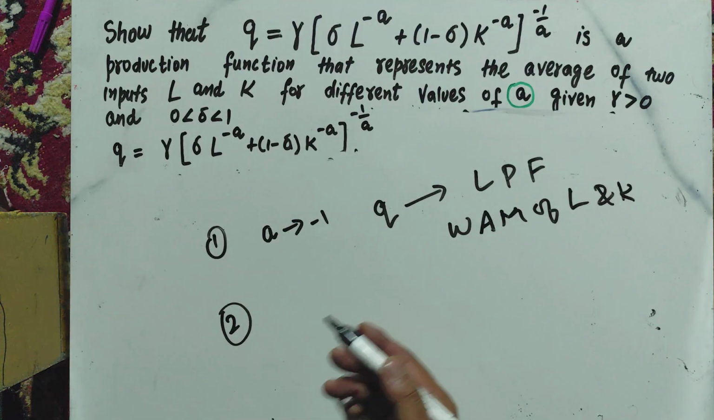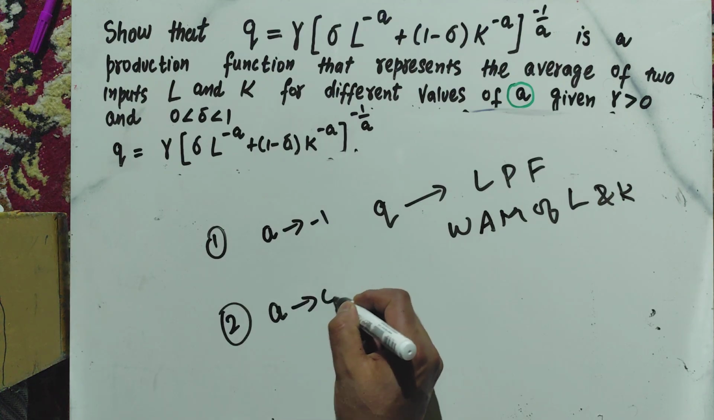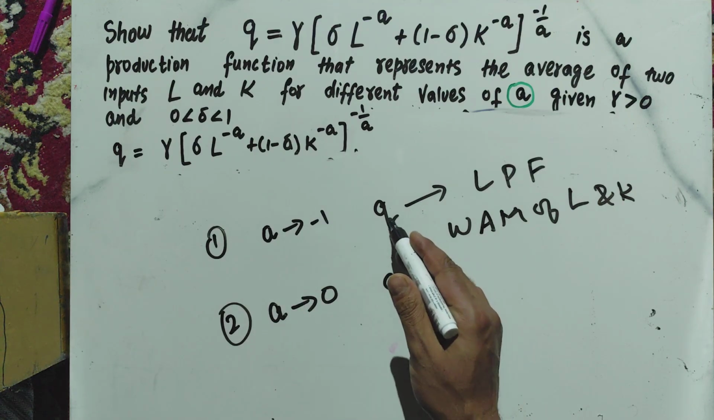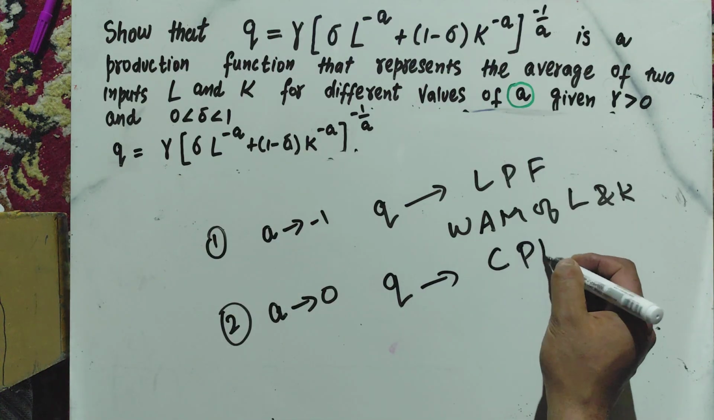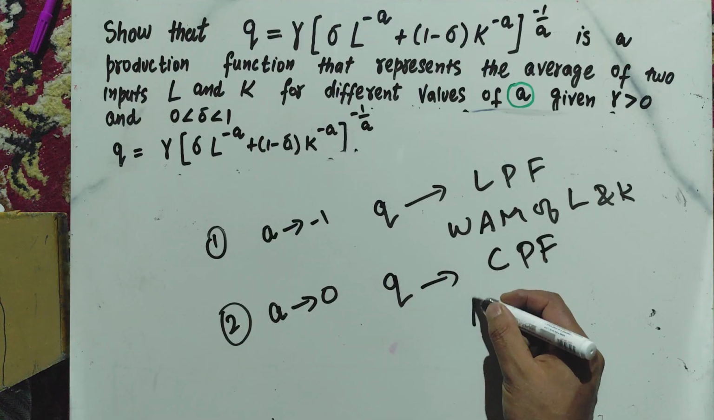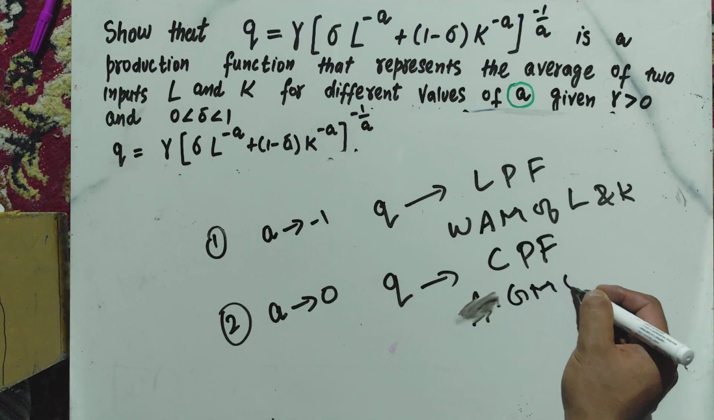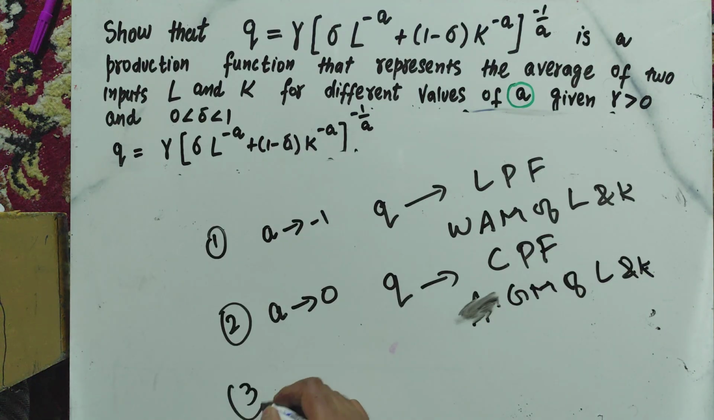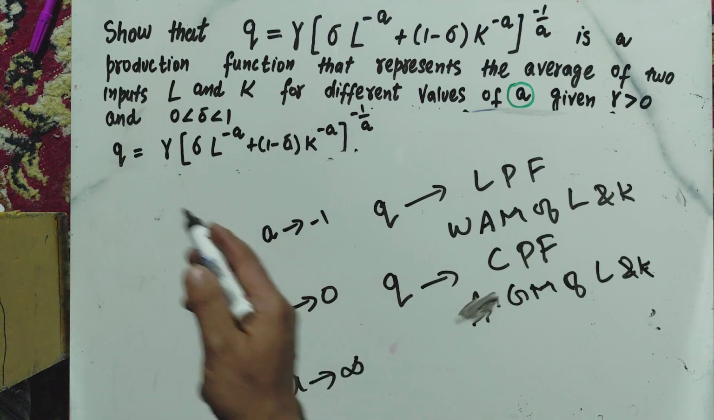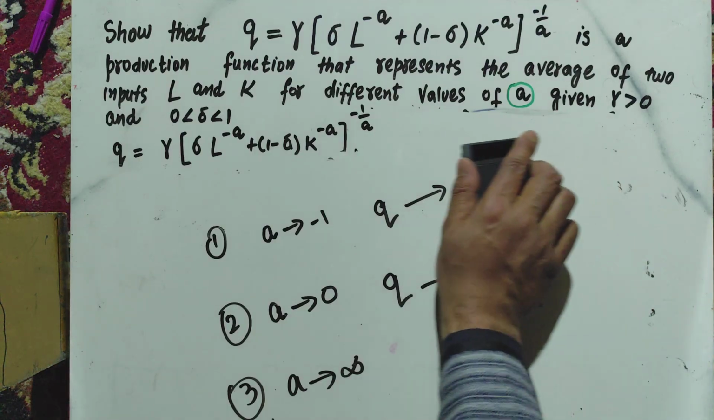In the second part, which was a bit long, as a approaches 0, this CES production function approached the Cobb-Douglas production function, which showed the geometric mean of labor and capital. Now we need to take the last case, when a approaches infinity. What happens to this constant elasticity of substitution production function?